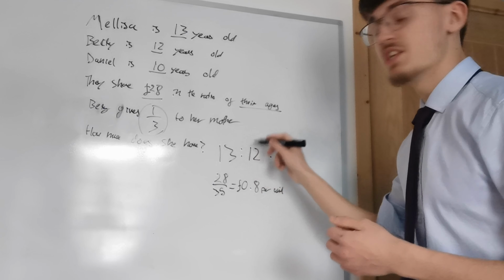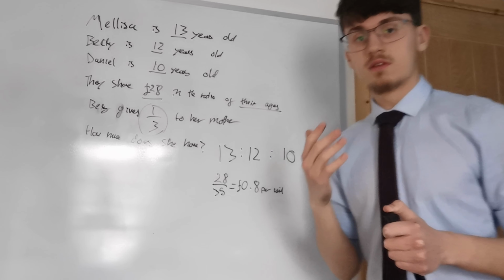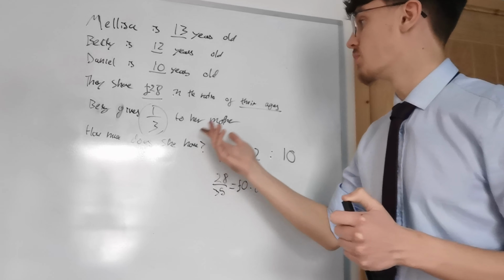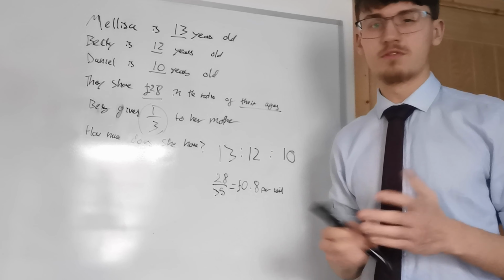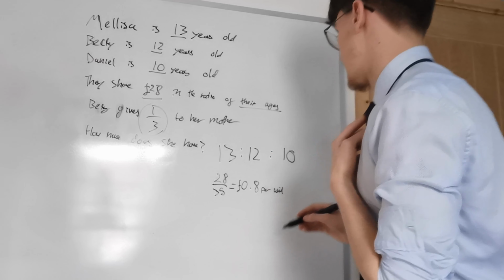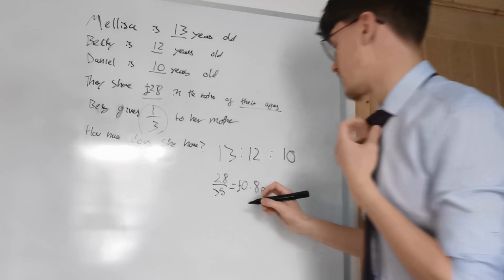We could find each age and give out the money and all that, but it'll be easier. And the question's only asking for Becky, so all we have to do is find Becky's amount of money, right? We don't have to find anyone else. So Becky is 12 years old. Times that by 0.8. 12 times 0.8.